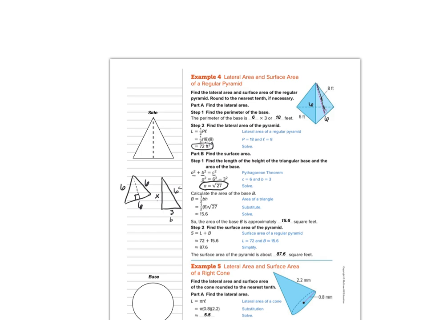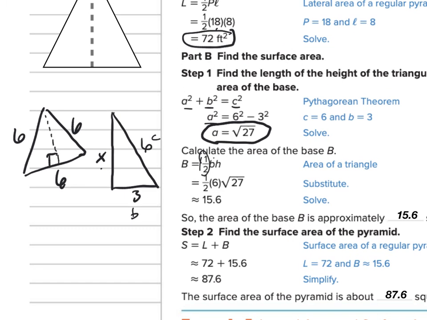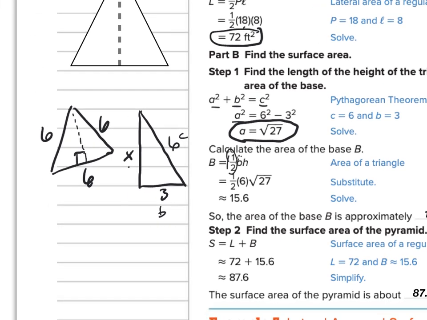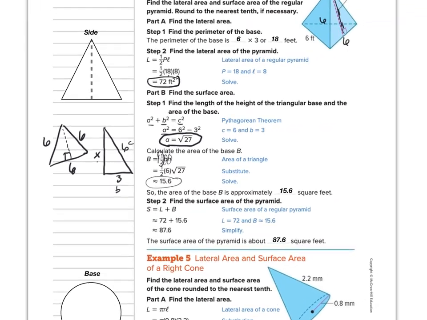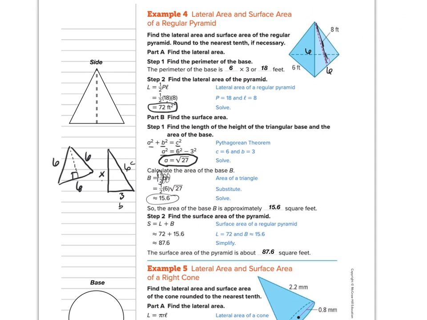So the area of the base is going to be 1/2 times the base times the height, and they said the area of the base of my triangular pyramid is going to be 15.6. To calculate the entire surface area, we just add those two numbers together and came up with 87.6. So there you go, being able just to break it down into those manageable little pieces. And make sure I clarify that this triangle right here is the same as this triangle right here.